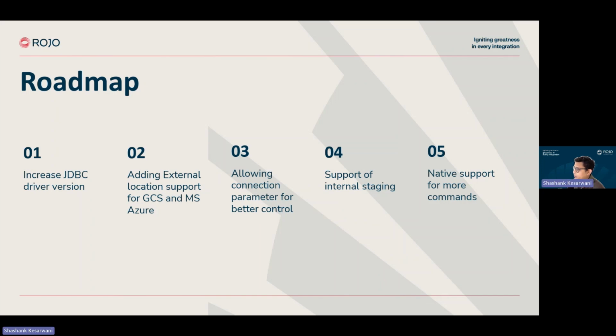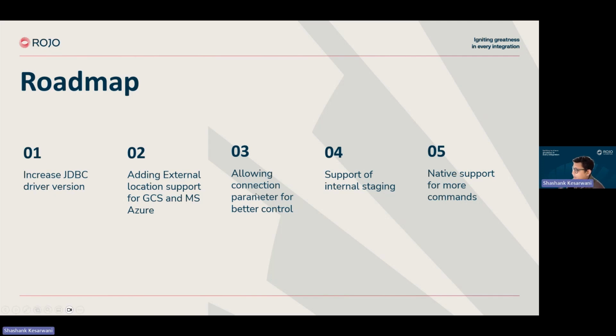We are adding support for external location for GCS and Azure. So if you don't have your staging created, this will allow you to have a staging location created on the fly, and you would be able to upload data from your GCS and Azure directories as well, something similar to what you have for AWS already in the adapter.